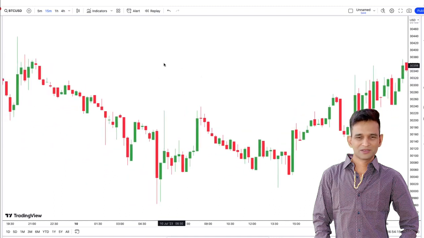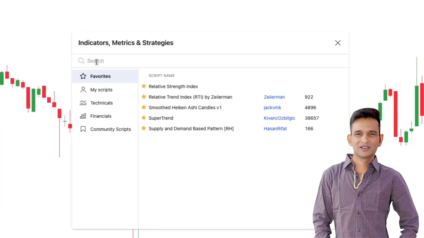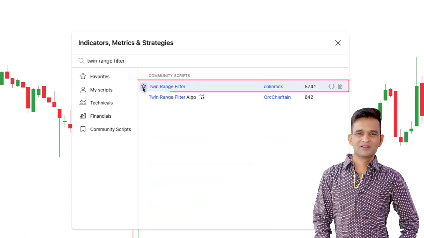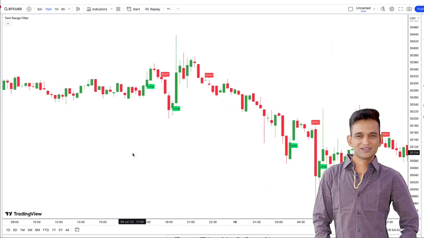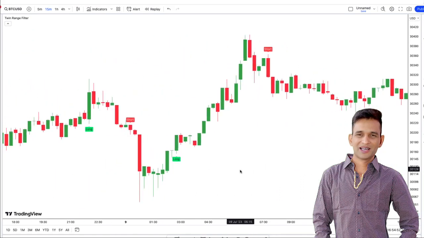Now, let's add the first indicator to our chart. To do that, click on the Indicators search option. Then search Twin Range Filter and add this indicator to our charts. Once the indicator is added, you'll notice it's a simple buy-sell indicator. However, we need to modify it slightly.